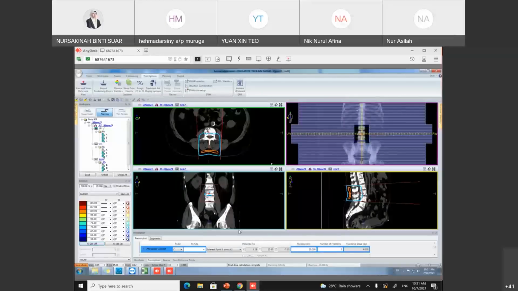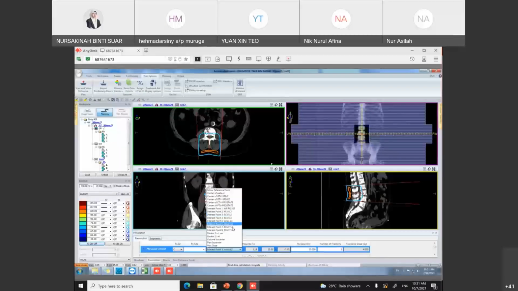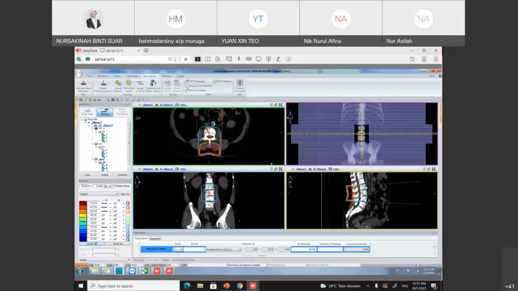For this case, Dr. Wan, just now remember when we prescribed to 5 cm depth, the coverage was only 70% at the vertebra. After the doctor reviewed the plan, he said it was not enough. I want 100% coverage at the vertebra. So now, how should we do that?